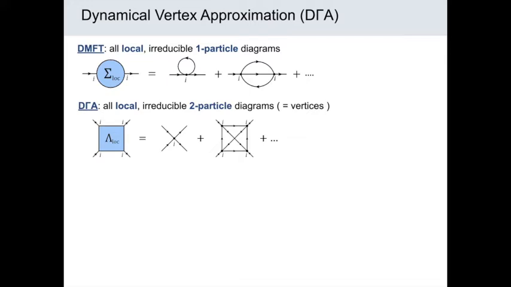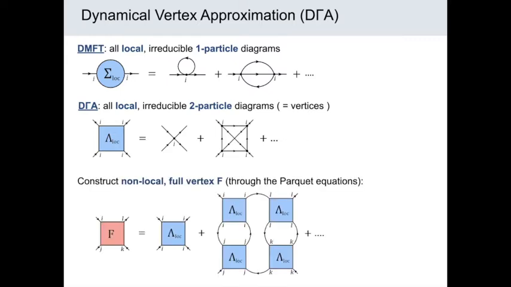And then in DΓA, we take this assumption of locality one order higher regarding the order of diagrams. So we assume the two-particle vertex function to be purely local. This Λ here is the fully irreducible two-particle vertex function, and that one is assumed to be purely local in DΓA. And this local vertex is then our building block in the DΓA, and we use it to construct all kinds of non-local diagrams.